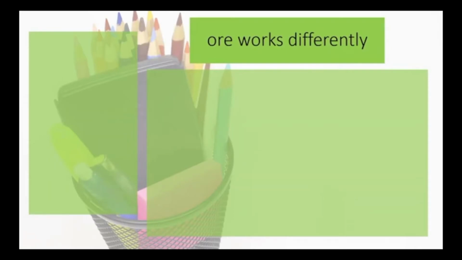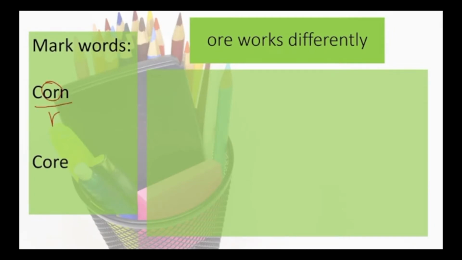ORE works differently than the other vowel sounds with RE, so we're going to look at how that works now. We're going to do that by marking these words. In the word corn, I hear the OR as an R controlled sound, as always. When I look at ORE in the word core, it also seems to dominate by the R sound.